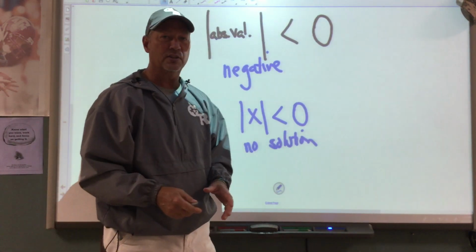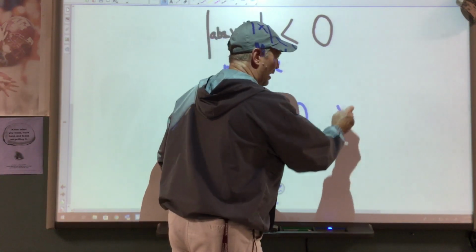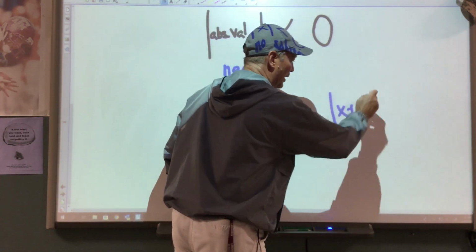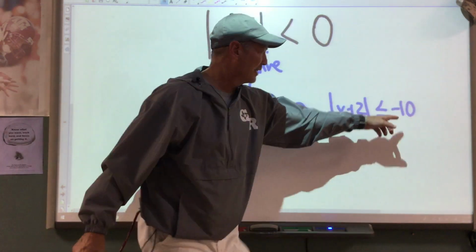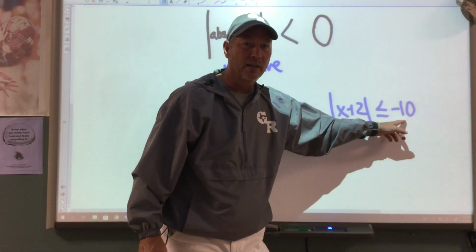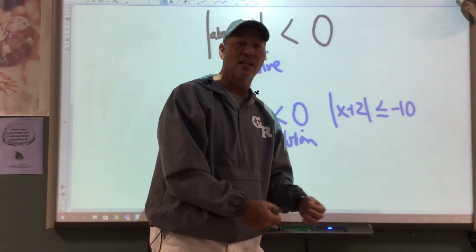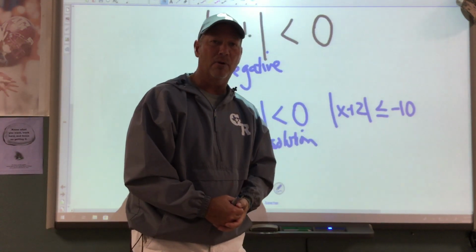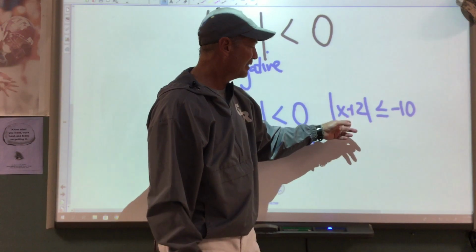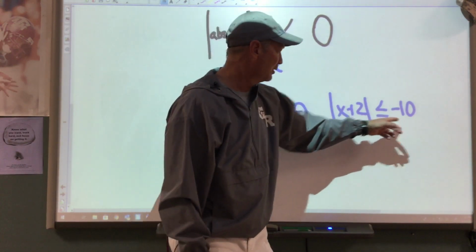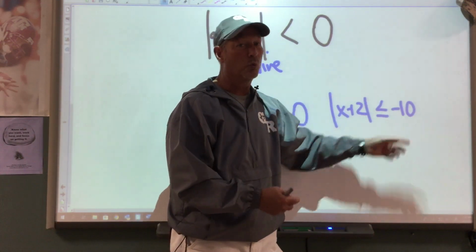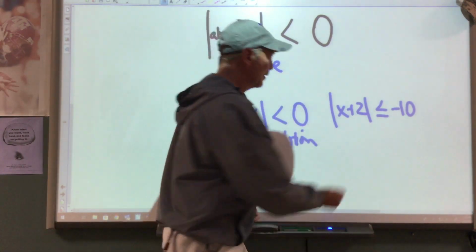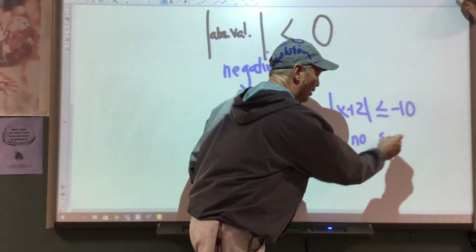Another situation is x plus 2 is less than or equal to negative 10. That's already a negative number. If you're less than negative 10, you're still going to be a negative number. So this would also be a no solution, because whether you're less than 0, which makes you negative, or less than a negative, which makes you even more negative.